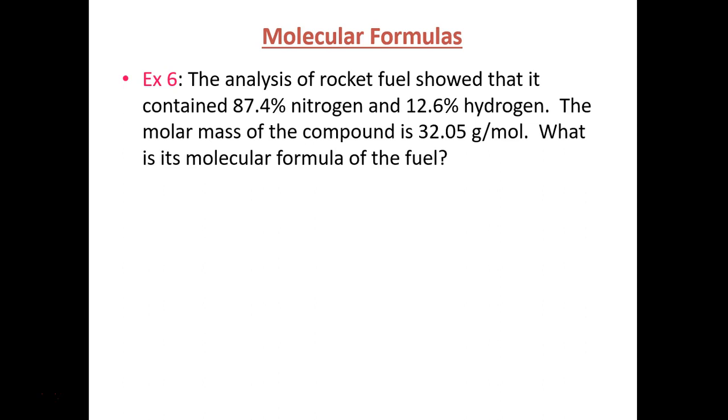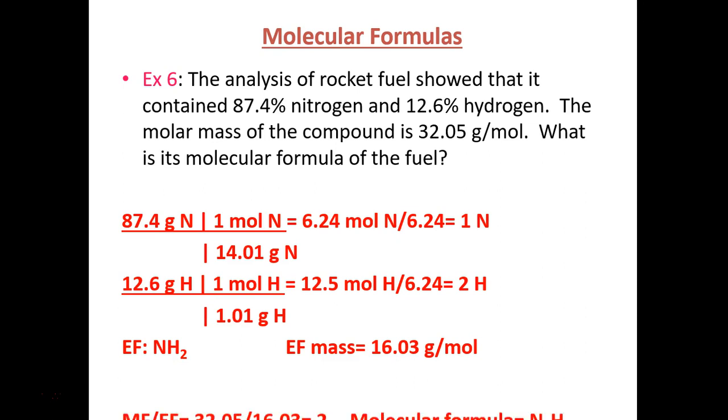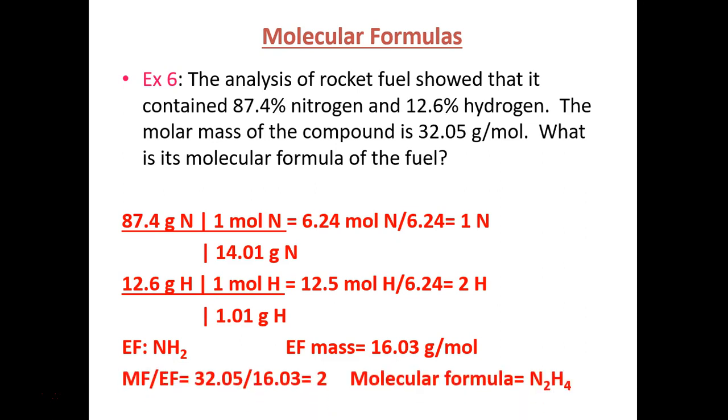Okay, first, remember we're going to assume 100 grams of the substance and convert to moles. So we get 6.24 moles of nitrogen and 12.5 moles of hydrogen. And we're going to divide by the smallest number, which is 6.24. So we get approximately 1 nitrogen and 2 hydrogen. So that means that our empirical formula is NH2. Its mass is 16.03 grams per mole. So I have to take the molecular formula mass and divide it by the empirical formula mass. And when I do, I get roughly 2. So that means that I have to multiply my subscripts by 2.